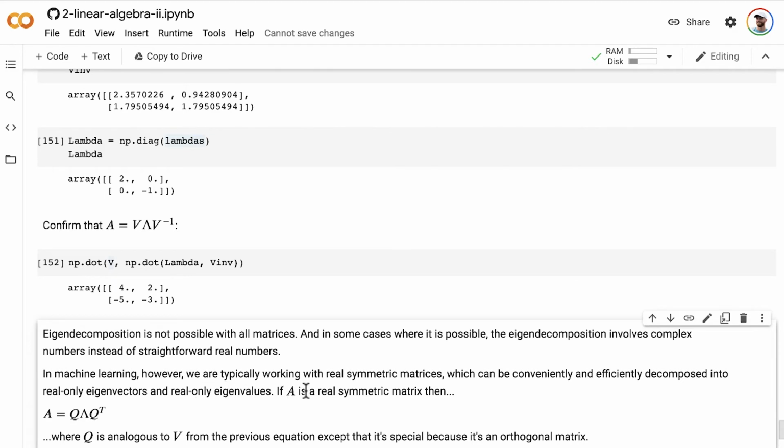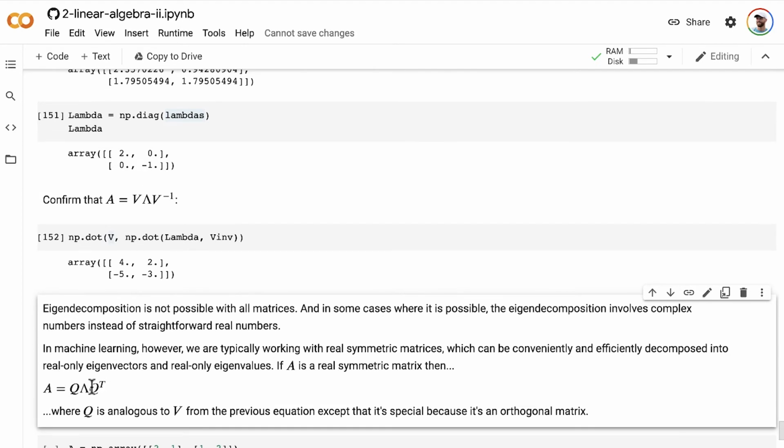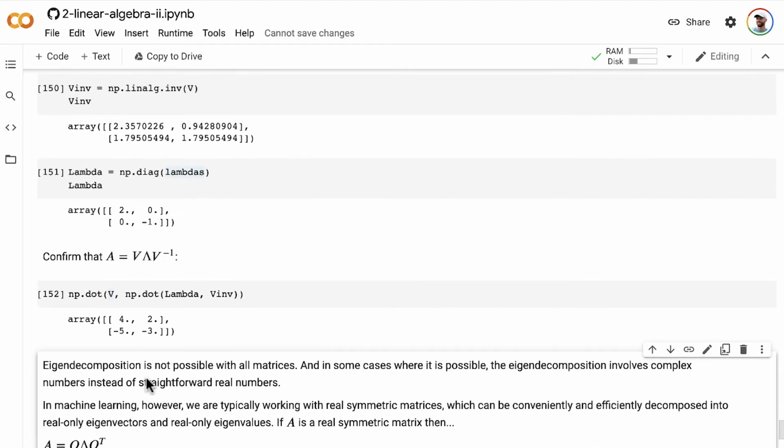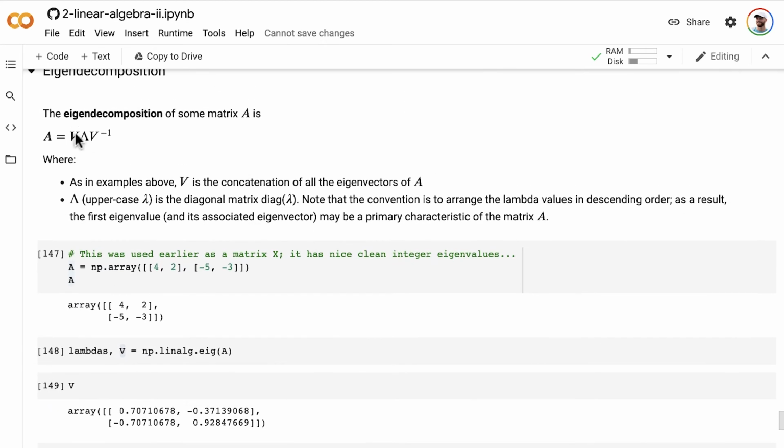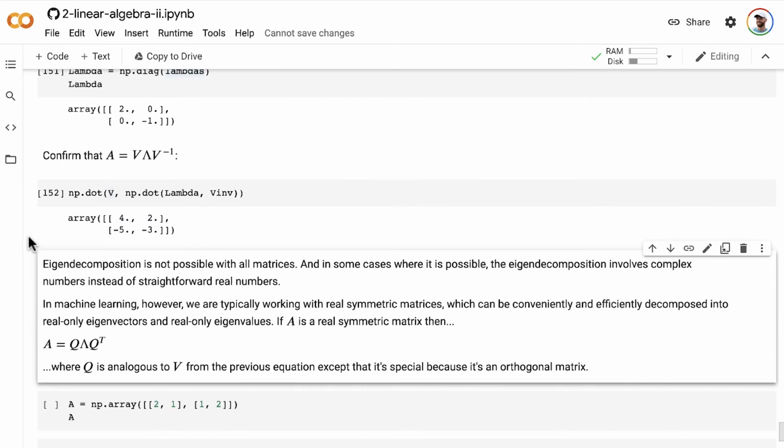If A is a real symmetric matrix, then the eigendecomposition is even simpler than before because we can use a transpose instead of an inverse. So in this case, Q is analogous to V from the previous equation. However, it's special because it's an orthogonal matrix. And you should be well aware of orthogonal matrices now from earlier in the series. You can check out the orthogonal matrix video if you're unfamiliar with the concept.